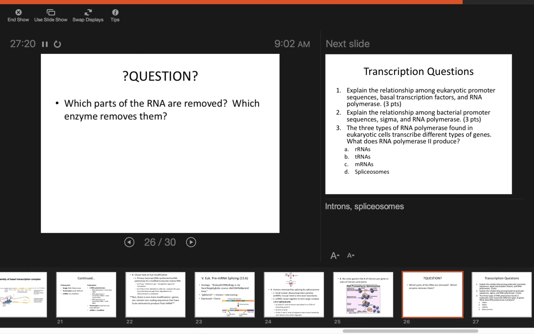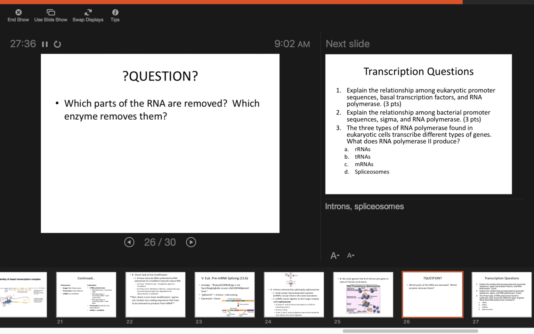Okay, question. Which parts of the RNA are removed? Introns. The introns. And which enzyme removes them? The SNRPs, and then the SNRPs form spliceosomes.